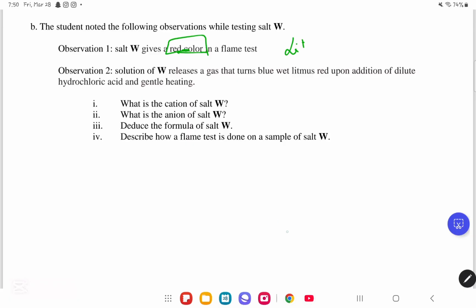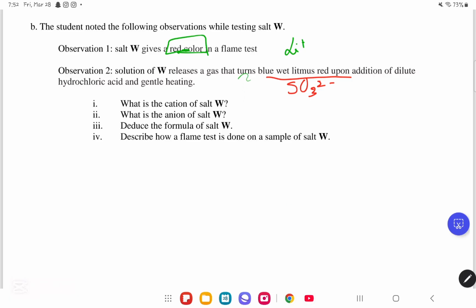Now they told us solution of W releases a gas that turns blue wet litmus paper red upon the addition of dilute hydrochloric acid and gentle heating. So whenever you see it turn blue wet litmus paper red, that means it definitely released an acidic gas. We know that this ion is SO3 2-, okay?